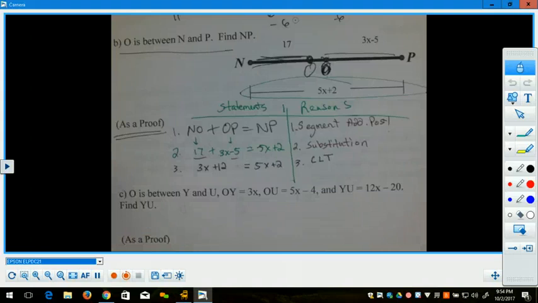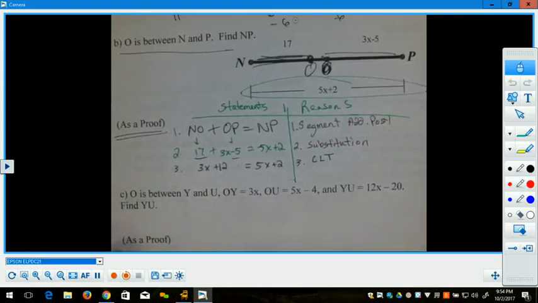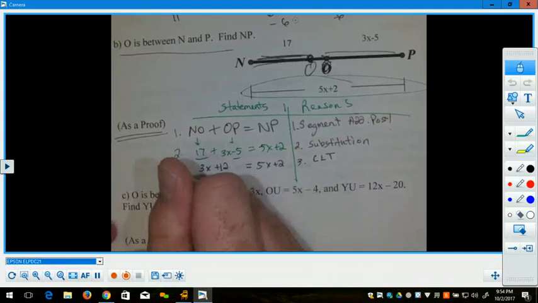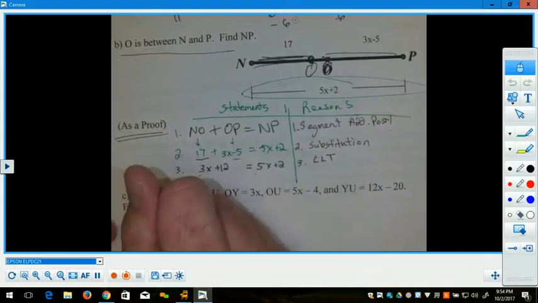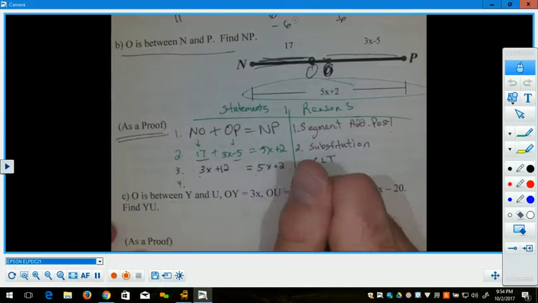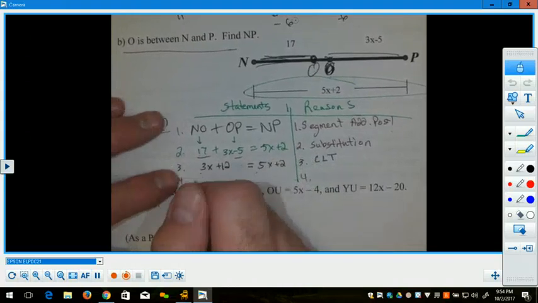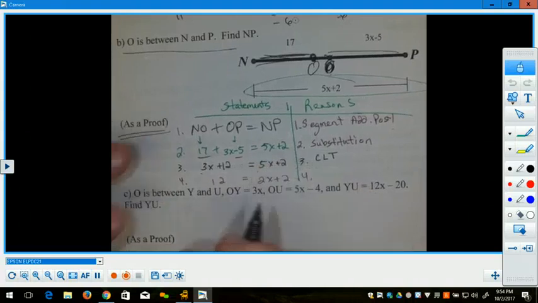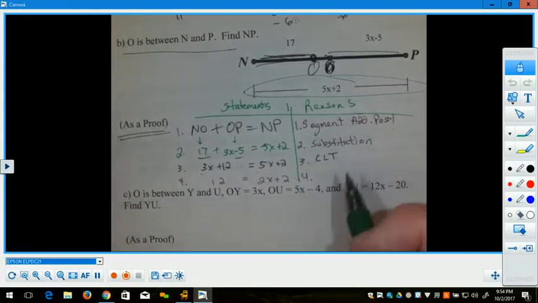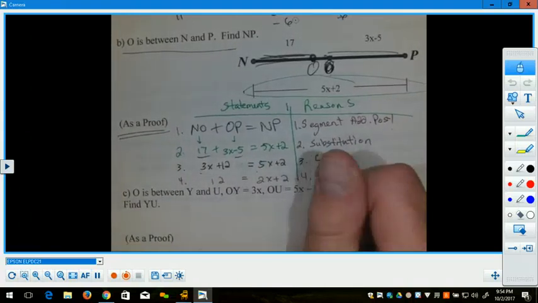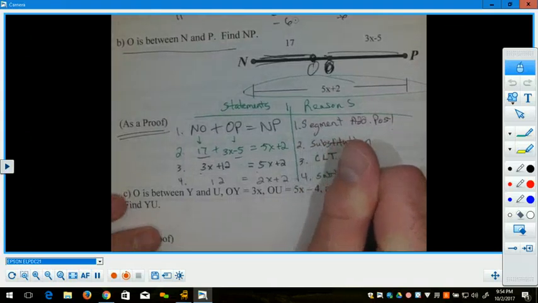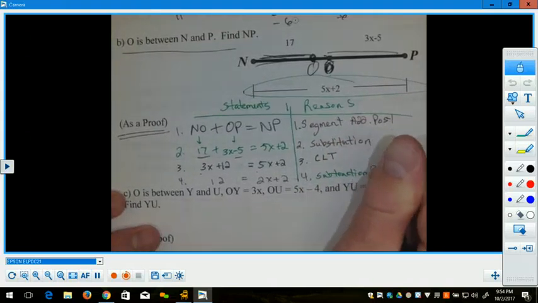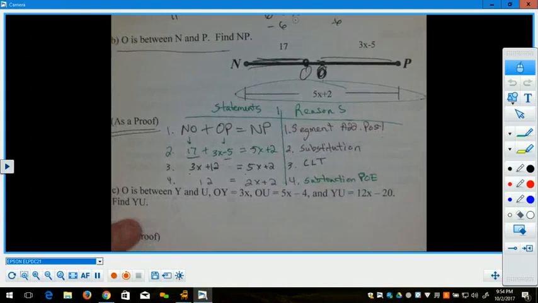Did you distribute? Write distribute. Did you combine like terms? Write CLT. Now I'm going to subtract 3x from both sides. You're welcome to show the work in between, but it doesn't get its own numbering. The numbering is the new equation. So this would be 12 equals 2x plus 2. And since I subtracted, that is the subtraction property of equality, POE. We can abbreviate, but we still say it as it is.